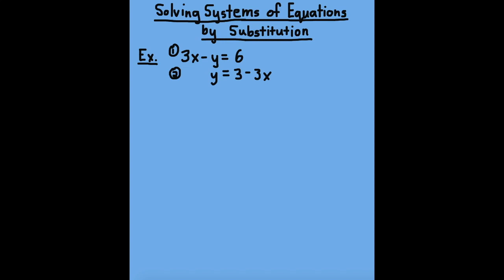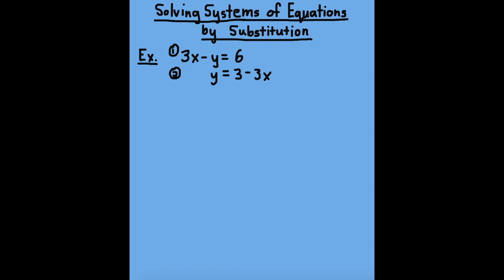So how do we solve these systems of equations by substitution? Well, the first step is to isolate one of the variables. We have to isolate, which means keep on one side of the equal sign, either x or y. If we look at equation 2, y is already isolated, so we do not have to do anything further. So in equation 2, we have y equals 3 minus 3x.